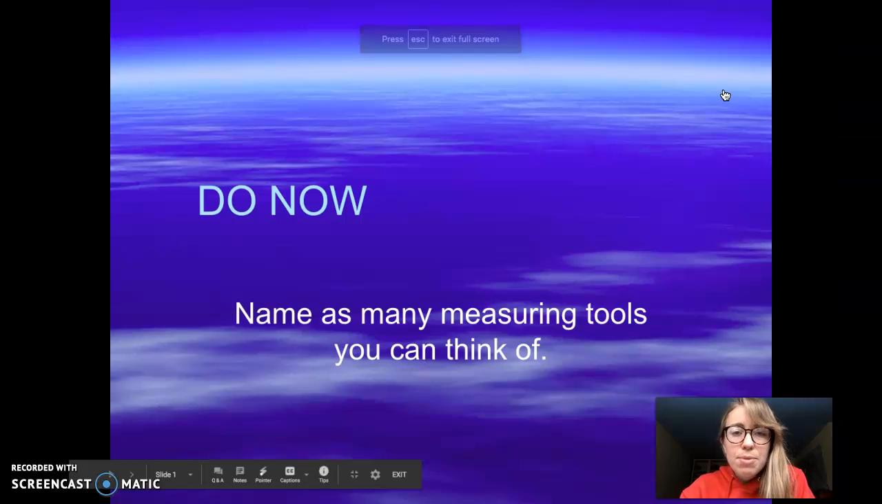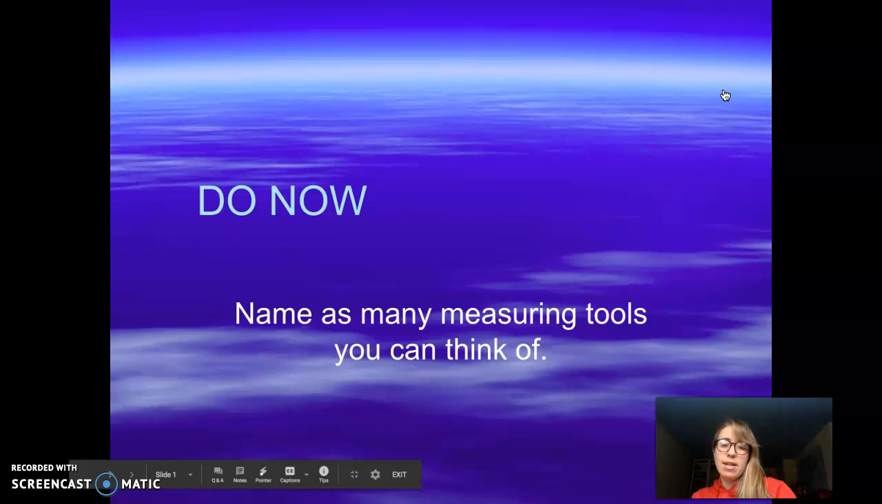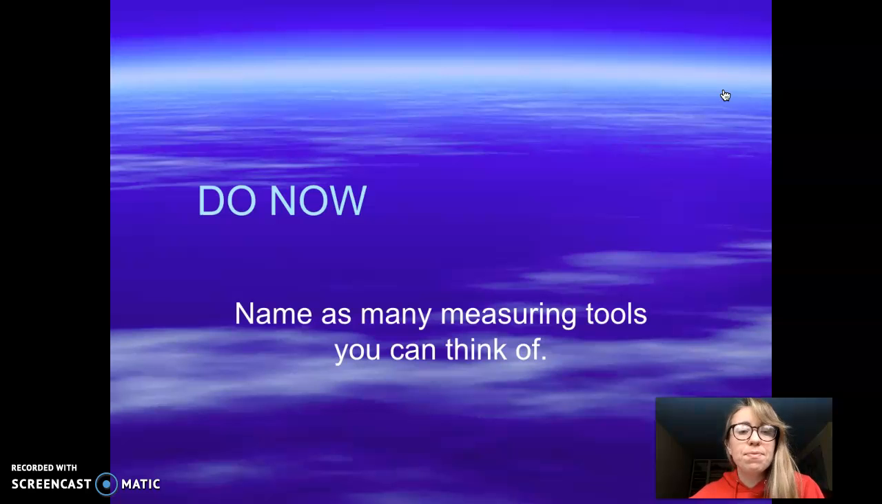Hi guys. Start with this do now. You don't need to write this down. Just think about the measuring tools that you know of. All right.